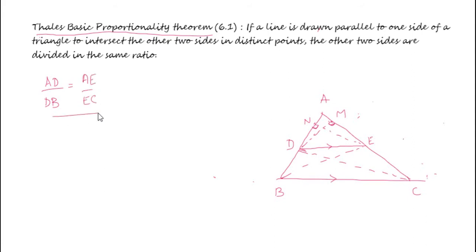We need to prove this one. To prove this theorem, we need to show that AD by DB equal to AE by EC. So what is given here? A triangle is given, that is triangle ABC, and then a line is drawn parallel to one of the sides, that is BC is parallel to DE and it intersects lines AB and AC at D and E.